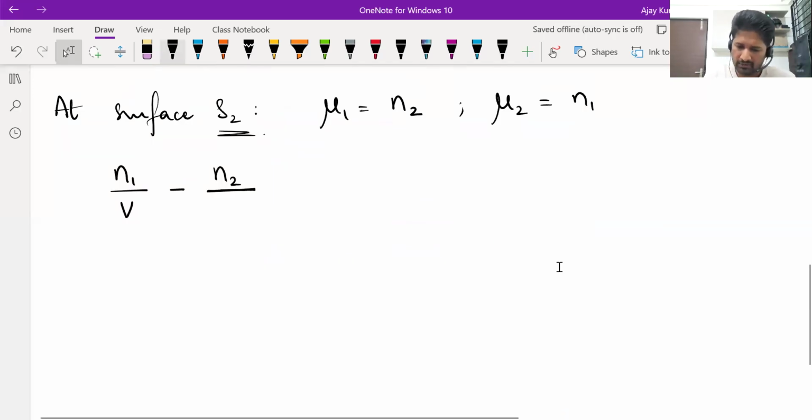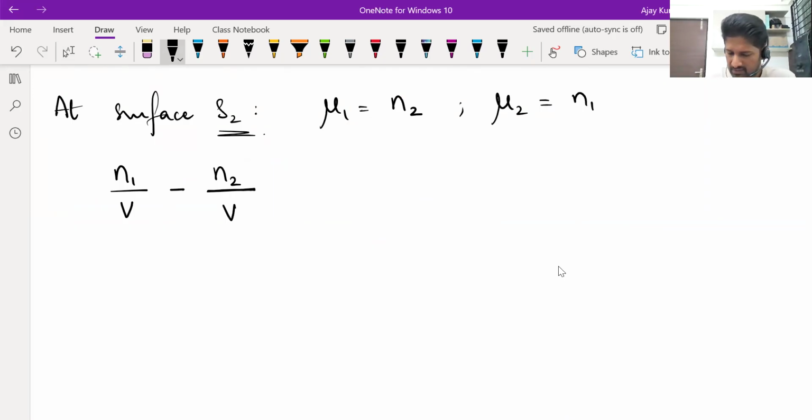Okay, so mu2 by v minus mu1 by u. Object distance for second surface is nothing but image distance for the first surface, that is the temporary image, is equal to mu2 minus mu1 divided by r. For the second surface, the radius is r2. This is the second equation.